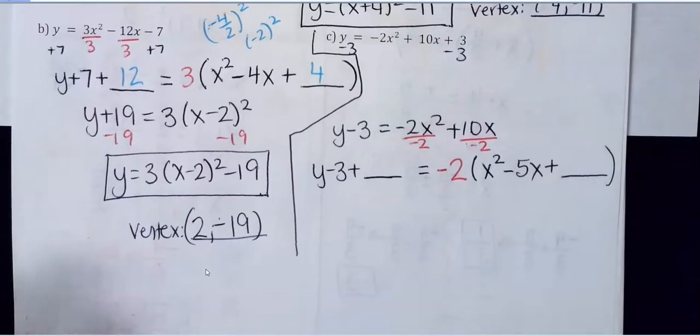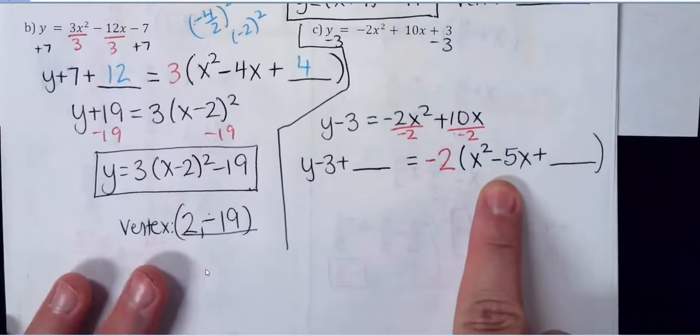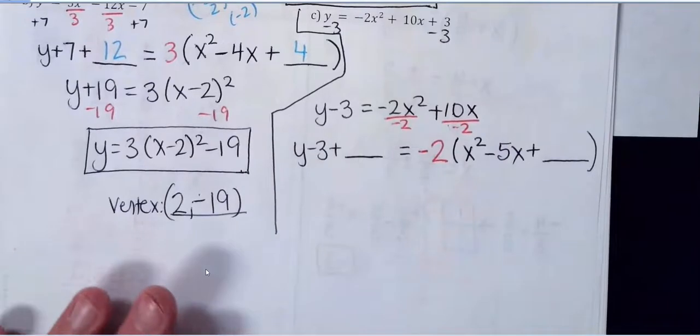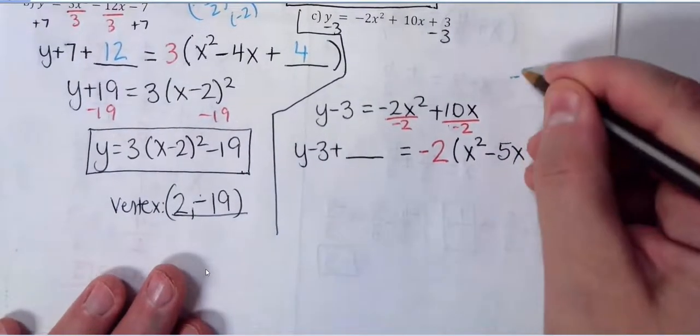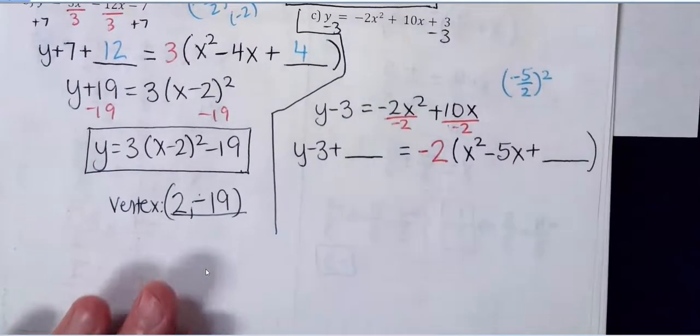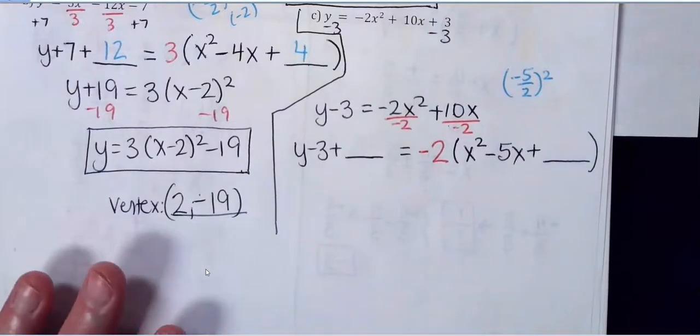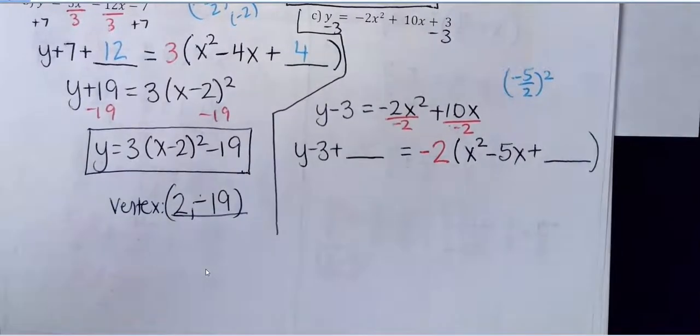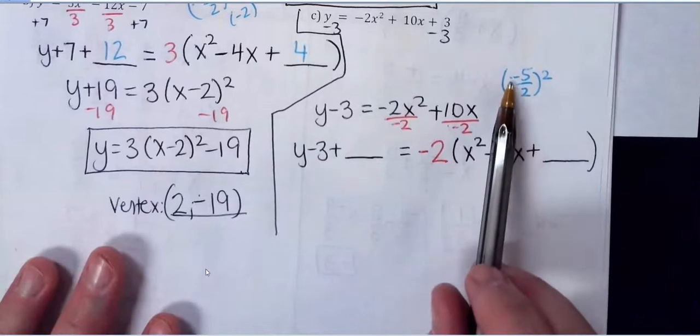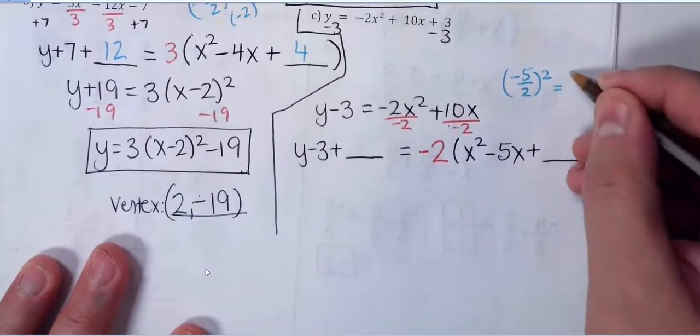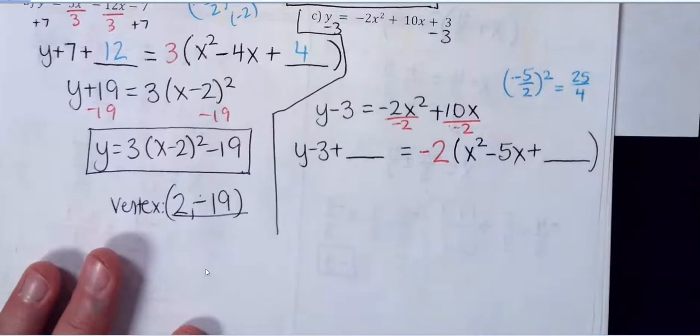This one's a little trickier because I've got a b value that's an odd number. All right, so take negative 5 divided by 2, so the b value divided by 2 squared. I cannot actually divide that, so what I'm going to do is just square both parts of this. This is going to become positive 25 over 4.